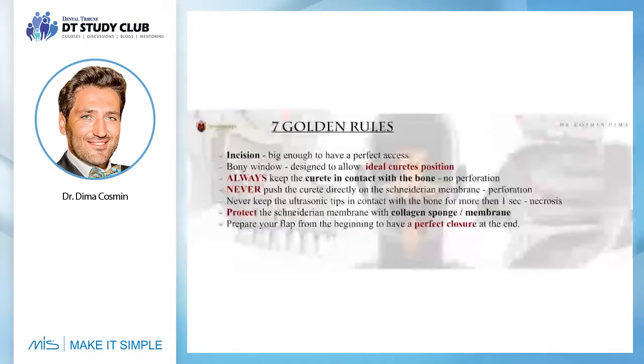We have the 7 golden rules for a predictable result. And we start with the incision. The incision is very important and must be big enough to have a perfect access. After that, if we have a perfect access, we can design a perfect bony window, which is designed to allow ideal curette's position. Always keep the curette in contact with the bone.